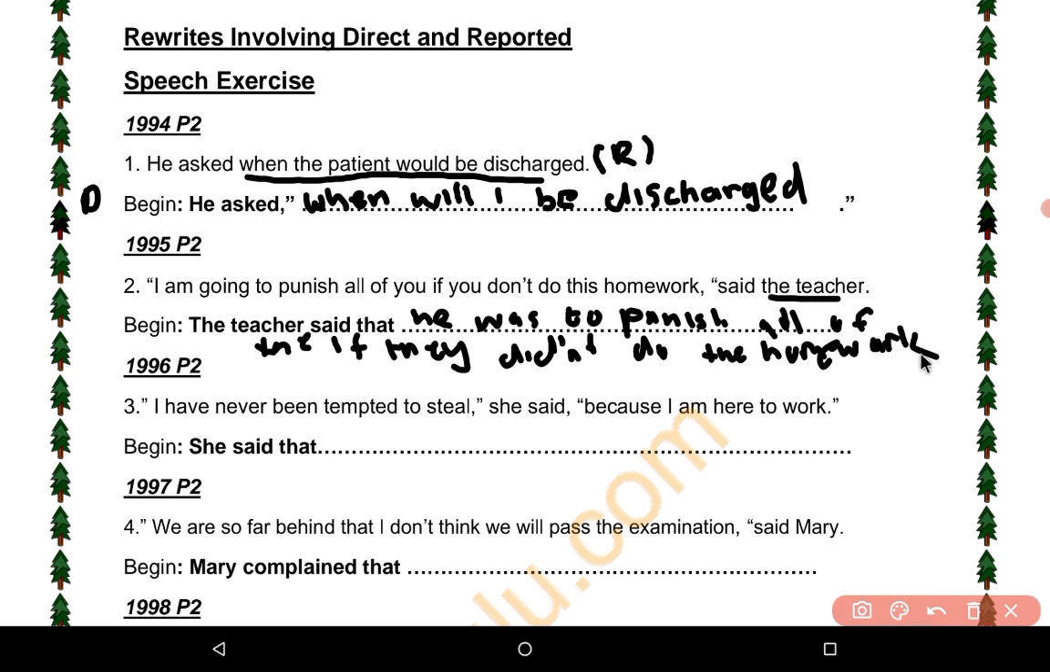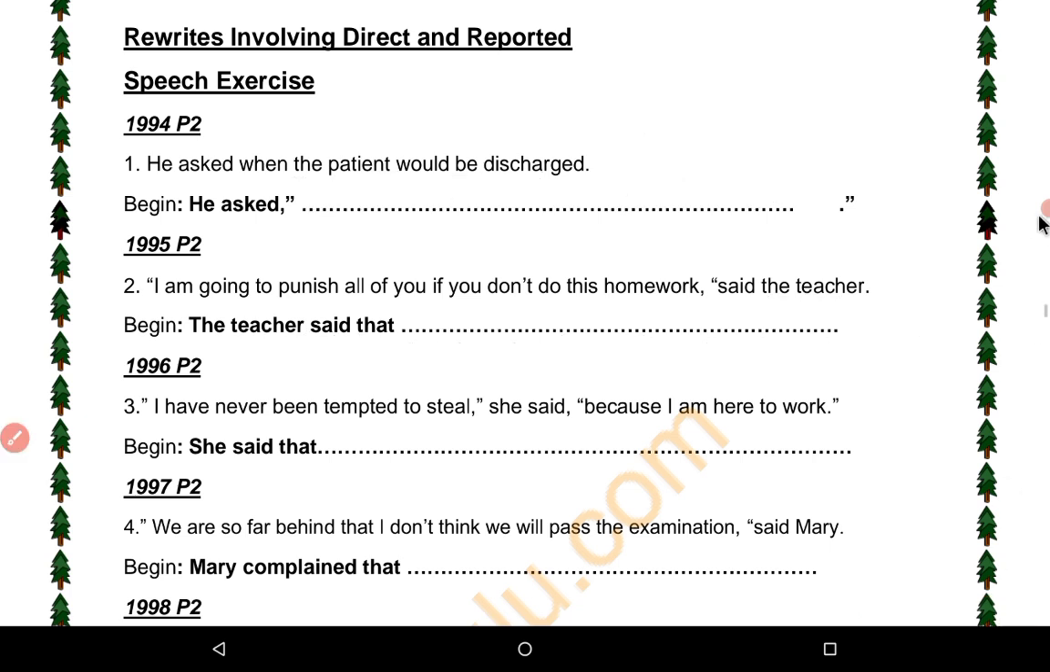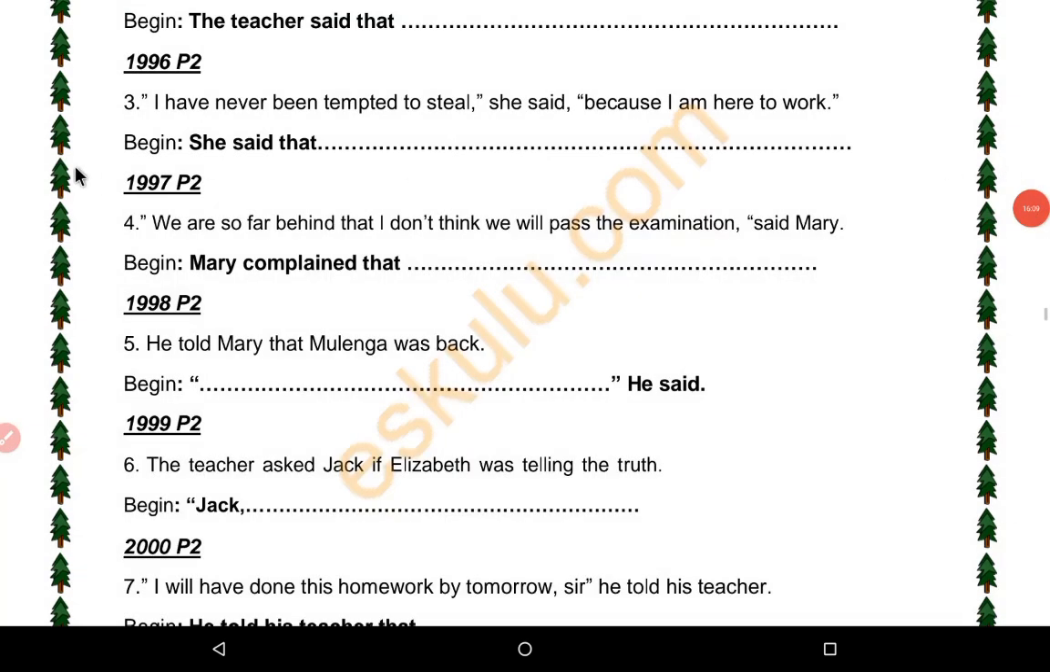So we can go on and on to do more examples. Let's look at this one. It's a bit complicated. I have never been tempted to steal, she said. So you can put the she said even in the middle. Because I am here to work. So this could have been one sentence. I've never been tempted to steal because I'm here to work, she said. But sometimes they can put the she said just in the middle of the sentence. But the thing is the same, right?